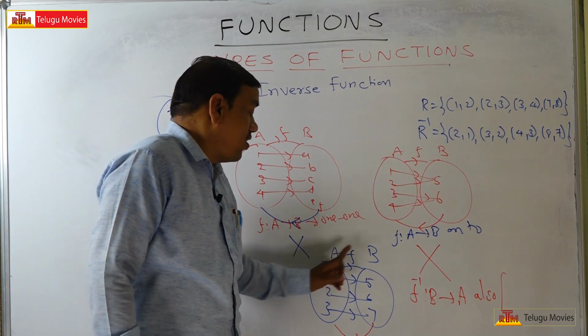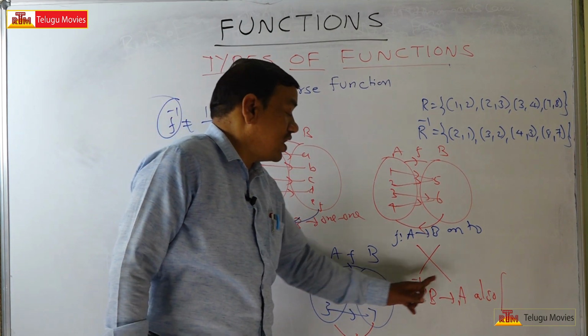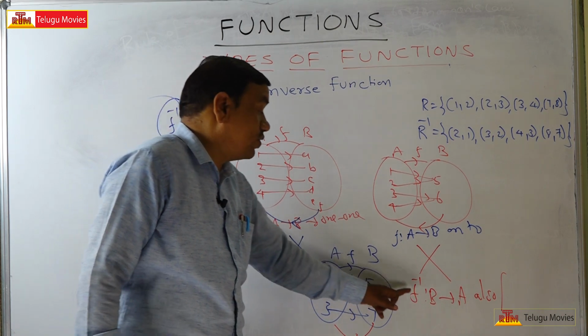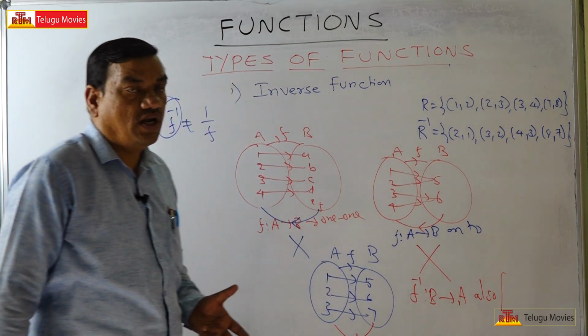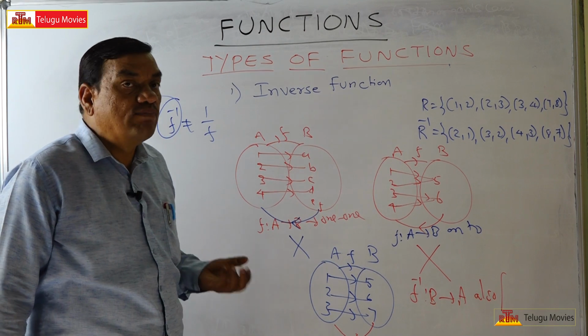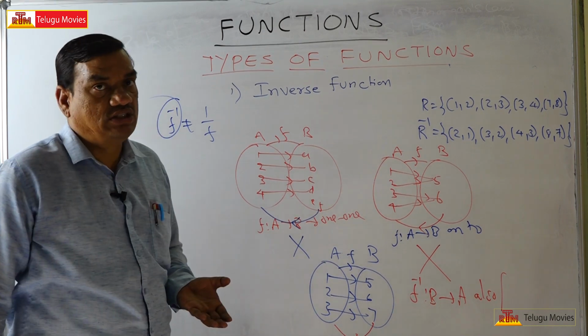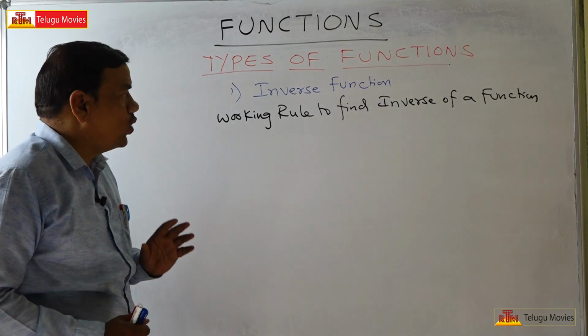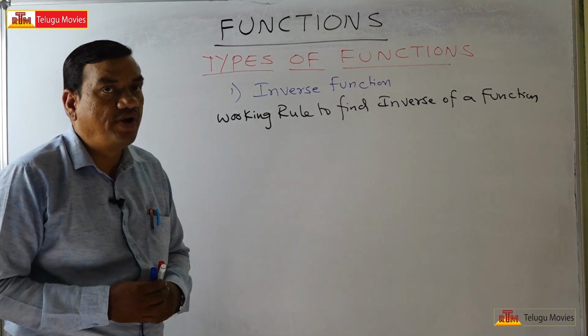And the domain of f is equal to the codomain of f inverse. The codomain of f is equal to the domain of f inverse. Okay, now let us see some more points about the inverse function. Here we are going to see a working rule to find the inverse of a function.